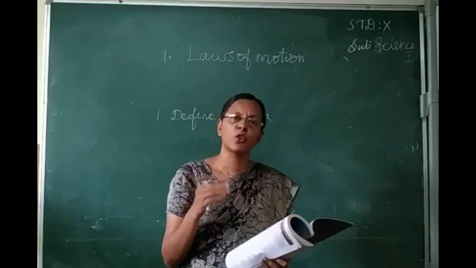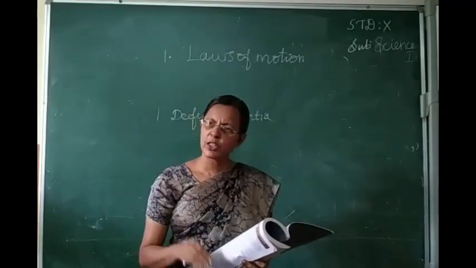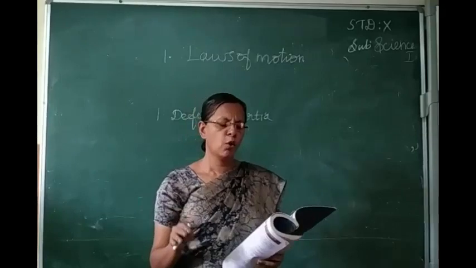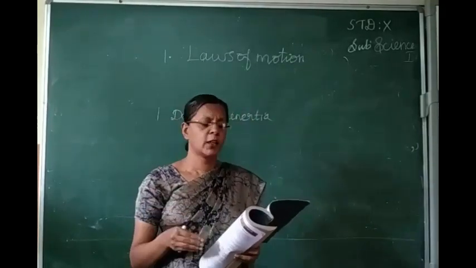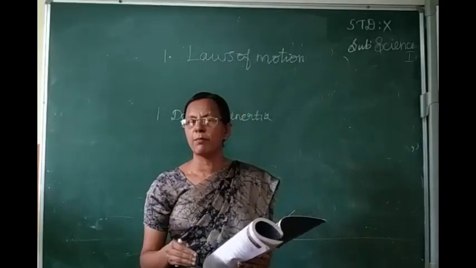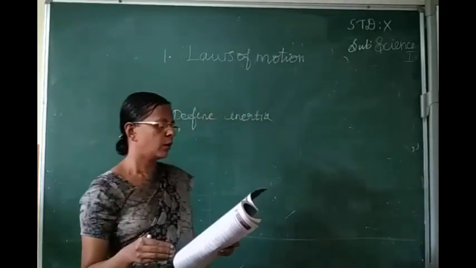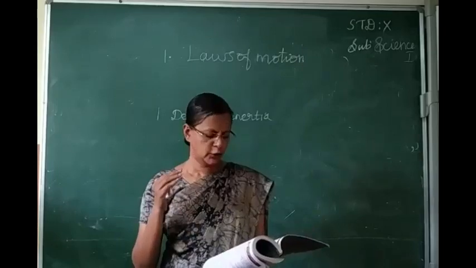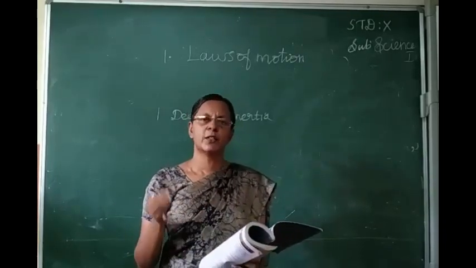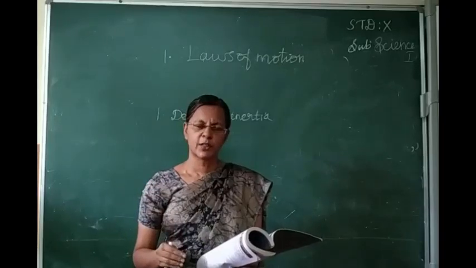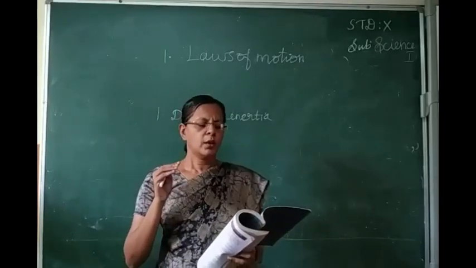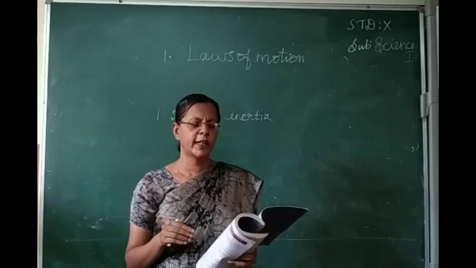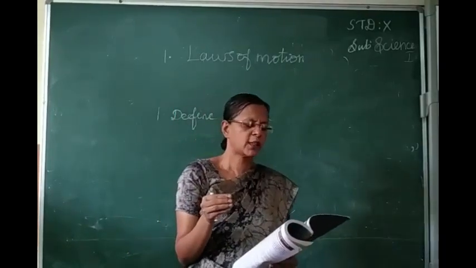Next, inertia of motion. What is inertia of motion? The resistance of a body to change its state of motion is called inertia of motion. Third, inertia of direction. What is inertia of direction? The resistance of a body to change its direction of motion. So, inertia of rest: the resistance of a body to change its state of rest is called inertia of rest. Inertia of motion: the resistance of a body to change its state of motion. Inertia of direction: the resistance of a body to change the direction of motion.